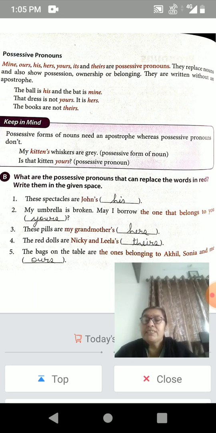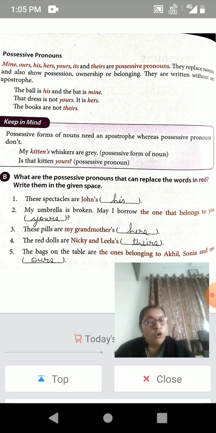Second example of possessive pronouns. That dress is not yours, it is hers. The books are not theirs. Here they given one rule. Keep in mind, possessive forms of nouns need an apostrophe, whereas possessive pronouns don't. My kittens' whiskers are grey. This is a possessive form of noun, not pronoun. Understand children?